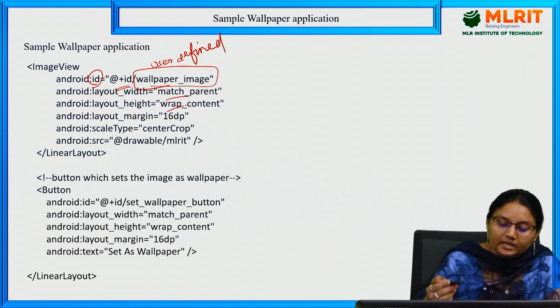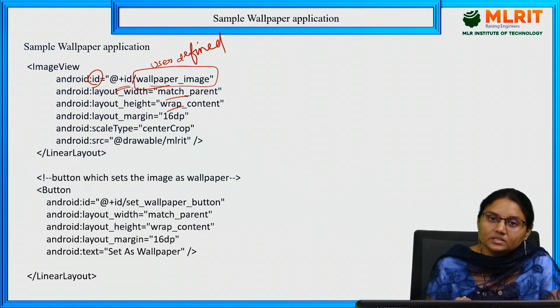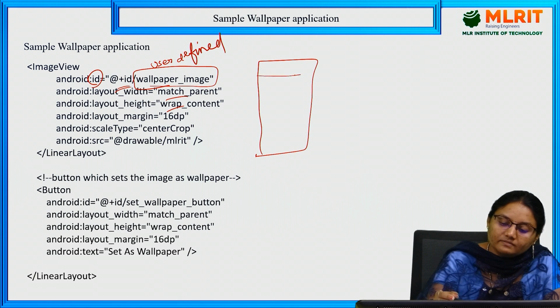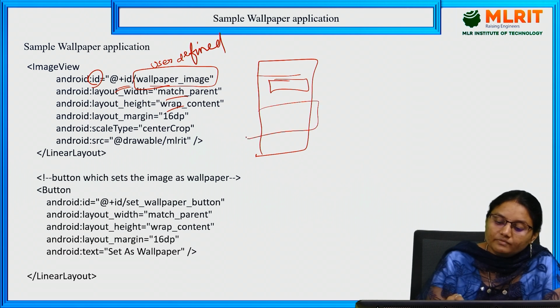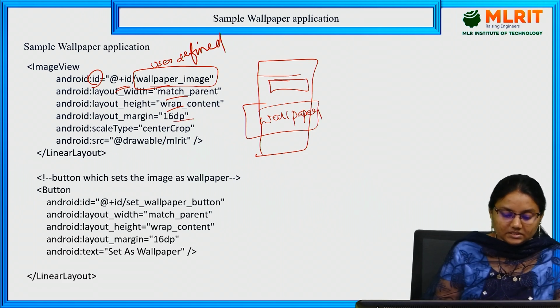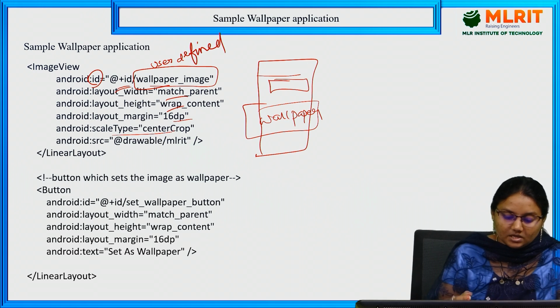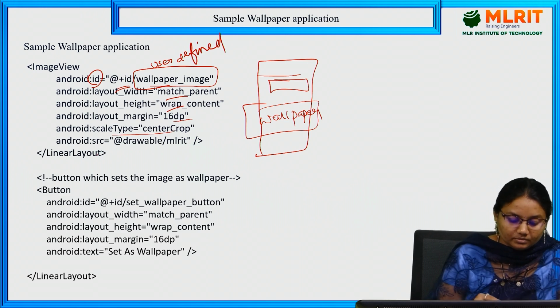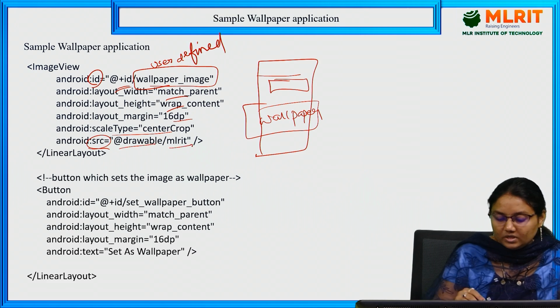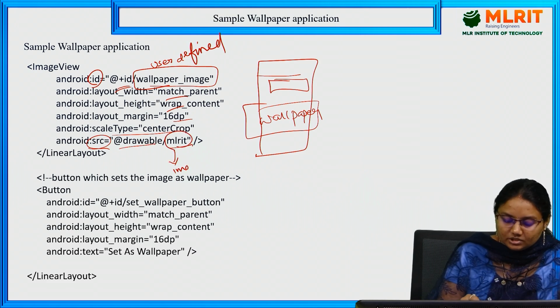Layout width and height, height is wrap_content and width is match_parent. So as you are using the layout, you need some text to display some heading like sample wallpaper and all, and you need to use the complete width where your wallpaper will occupy the complete width of your layout. So layout margin 16dp is given. Scale type centerCrop, so center you need to place. And source you are giving as @drawable/mlrit. What is this mlrit? This is the image name.